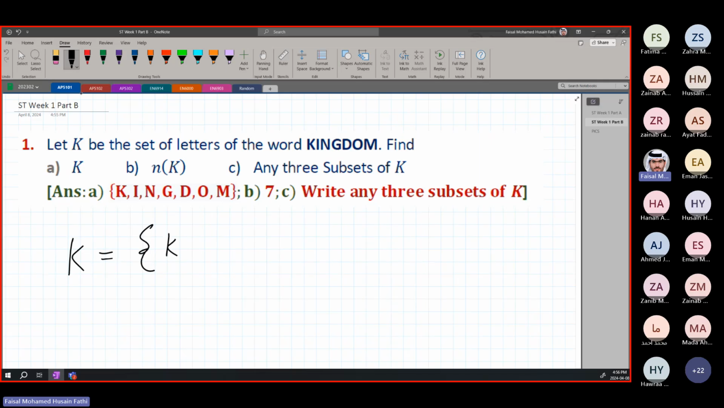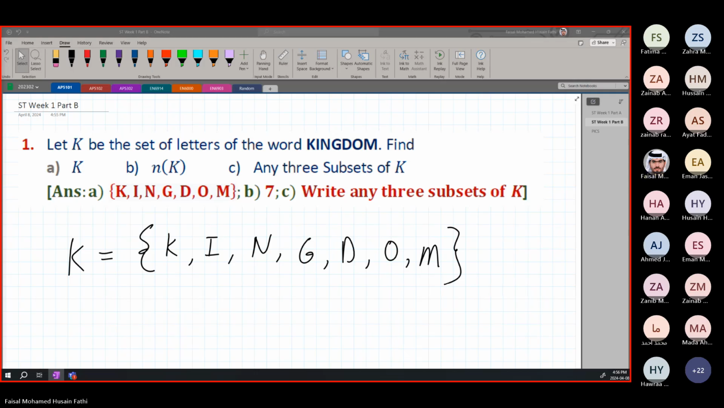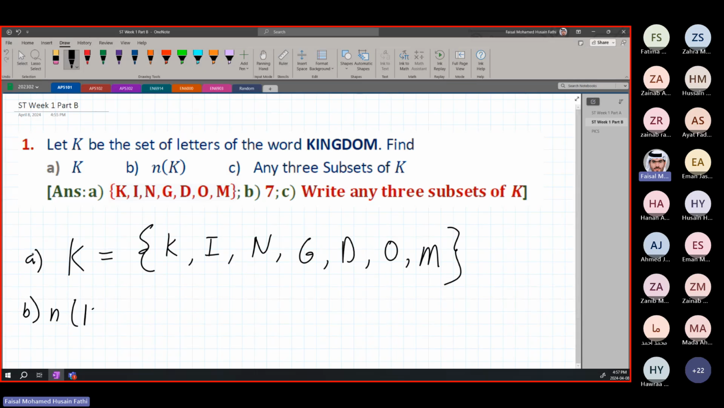So we have the letter K, we have the letter I, we have the letter N, we have the letter G, we have the letter D, we have the letter O, we have the letter M. They are all unique. So this is kingdom. So how can we find K? It is basically kingdom. And then, yes, these sessions are all recorded. So this is part A simply. We just found K. Part B, find the cardinality of K.